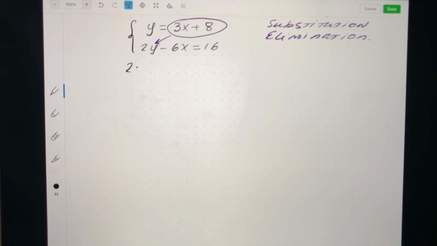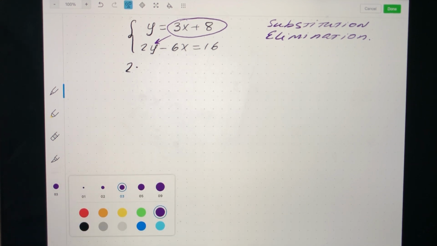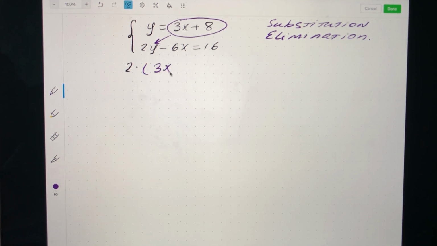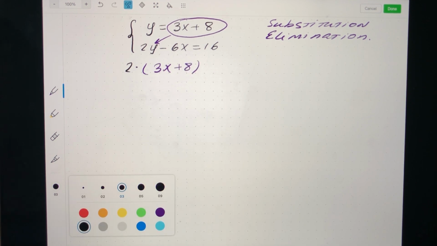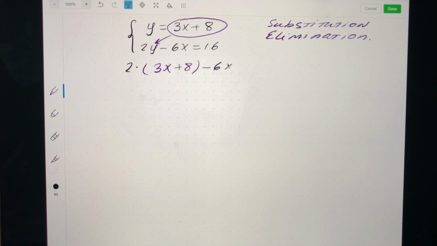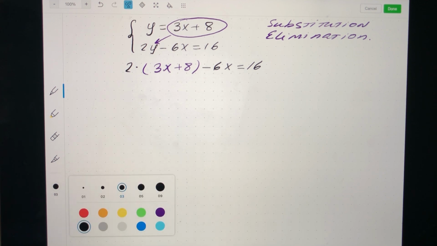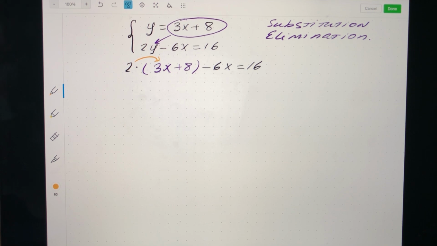So 2 times, and the y becomes the 3x plus 8. The rest of the question is unchanged. So minus 6x is 16. Now we follow the order of operations to simplify and solve. So multiplication is first, there was nothing to be done inside the parentheses.